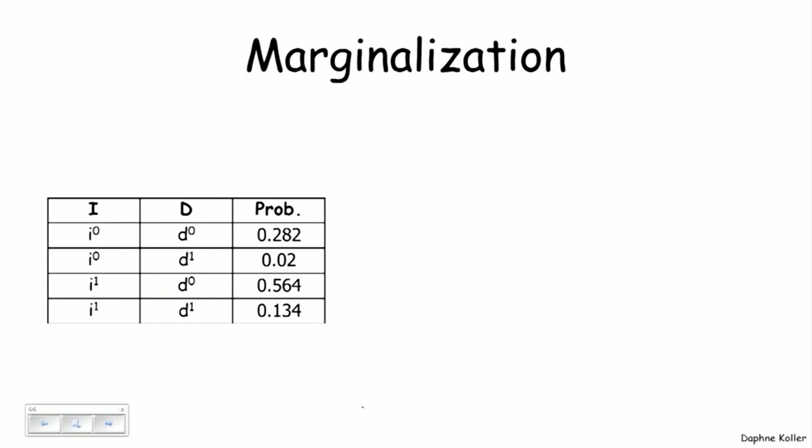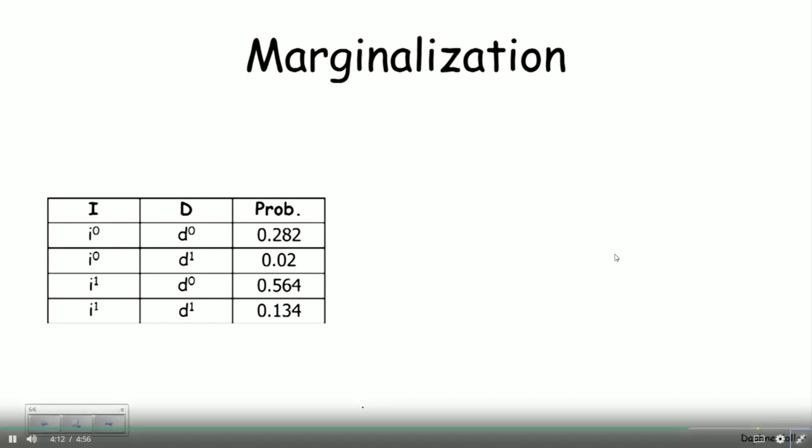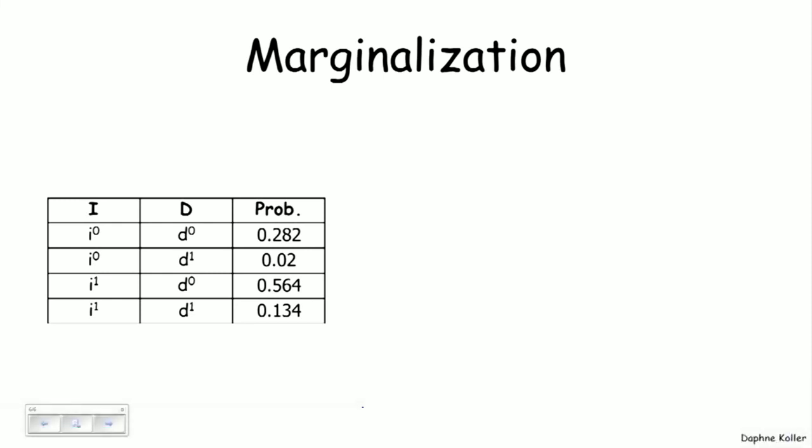Okay, the final operation that I'm going to talk about regarding probability distributions is marginalization. It takes a probability distribution over a larger subset of variables and produces a probability distribution over a subset of those. In this case, we have a probability distribution over I and d, and we want to marginalize I, which means we basically sum up. I'm going to throw away I and restrict attention to d.